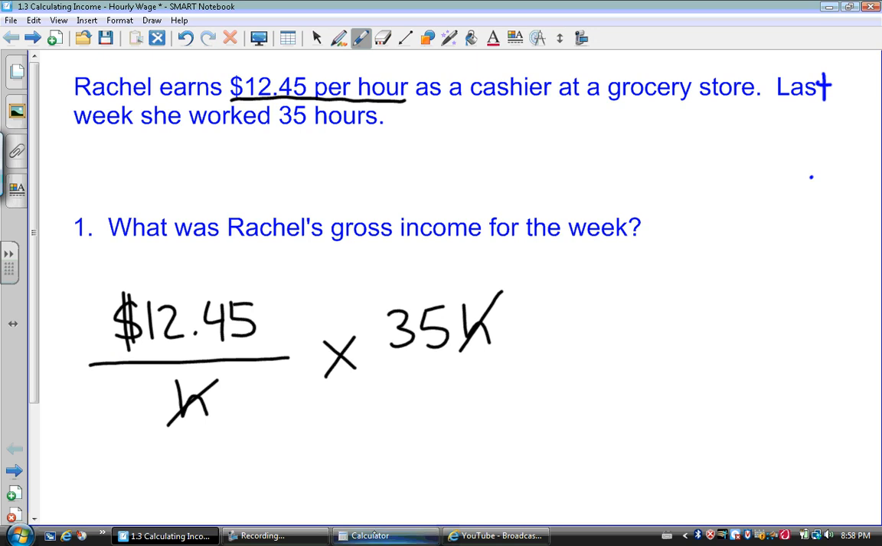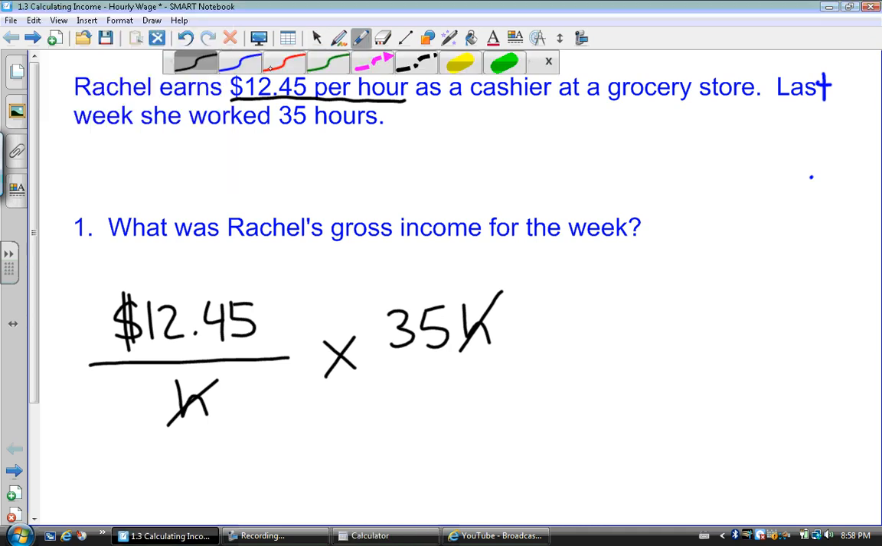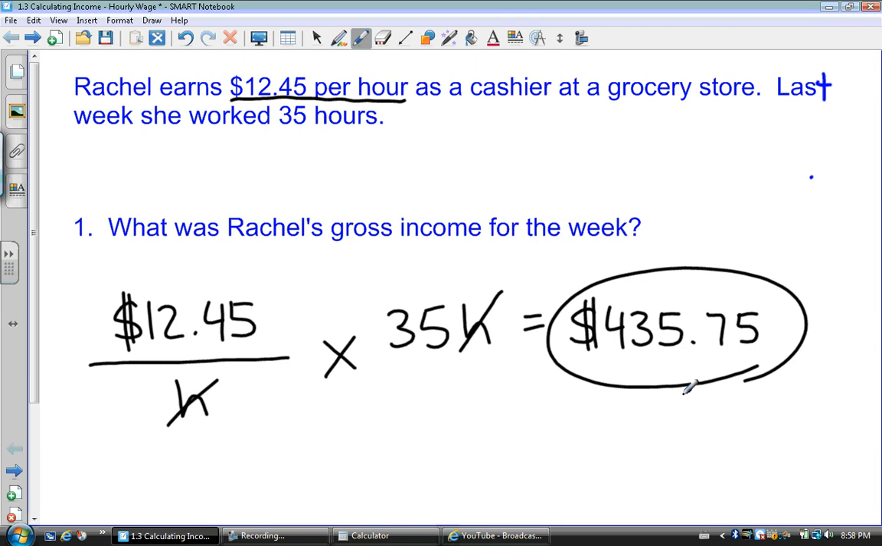So 12.45 times 35 is $435.75. And this is the gross income. So this is before any taxes, deductions, anything like that.